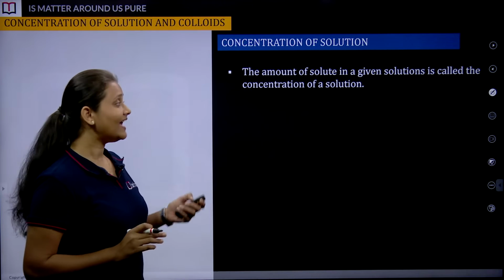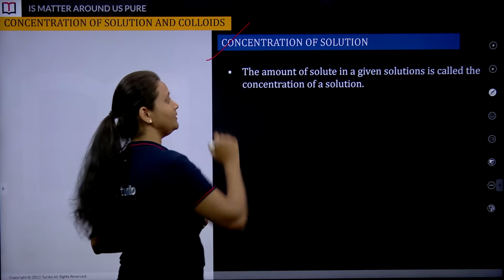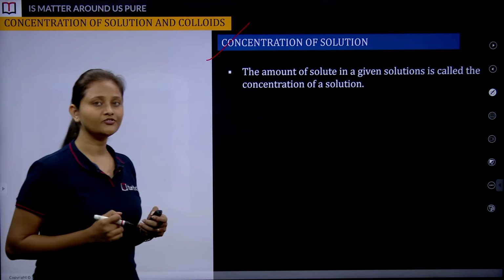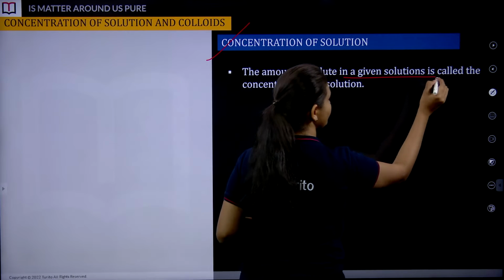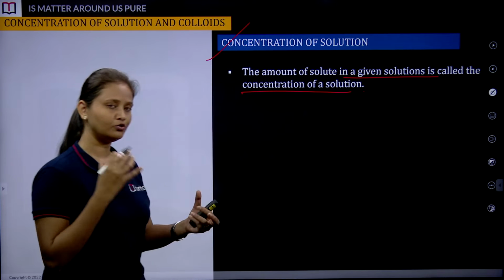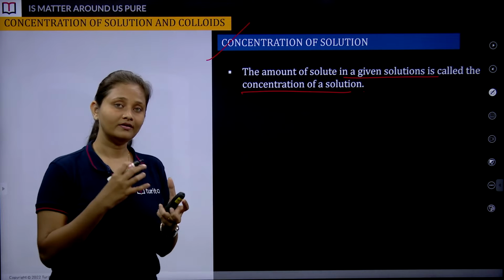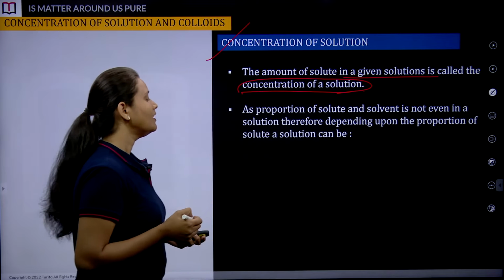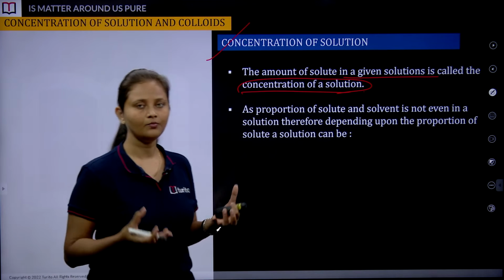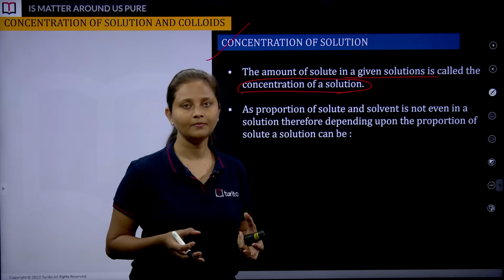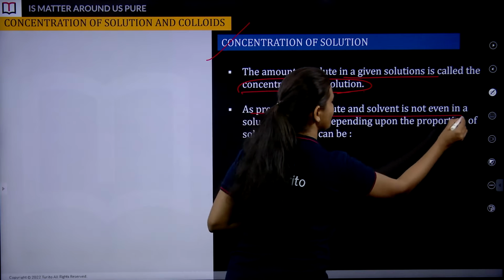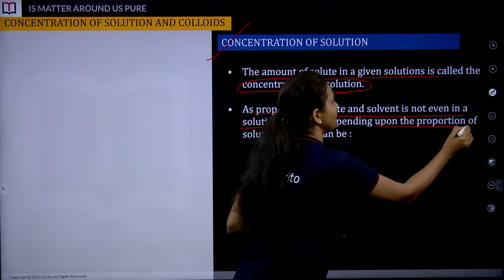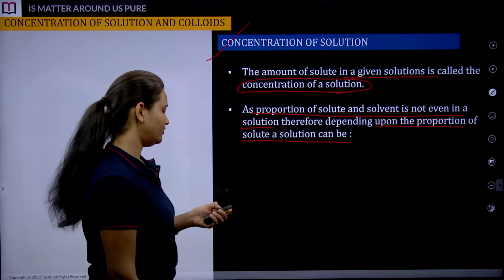Let's move ahead. Then we talked about the very important topic for this session, which was concentration of solution. Now, what do you mean by concentration of solution? The amount of solute in a given solution is called the concentration of the solution. Here we are going to see how much solute is being added to the solution. That is going to decide the concentration of the complete solution. The proportion of solute and solvent is not even; we do not fix the proportions of solute and solvent to get mixed. So, depending upon the proportion of solute, a solution can be divided into dilute and what?